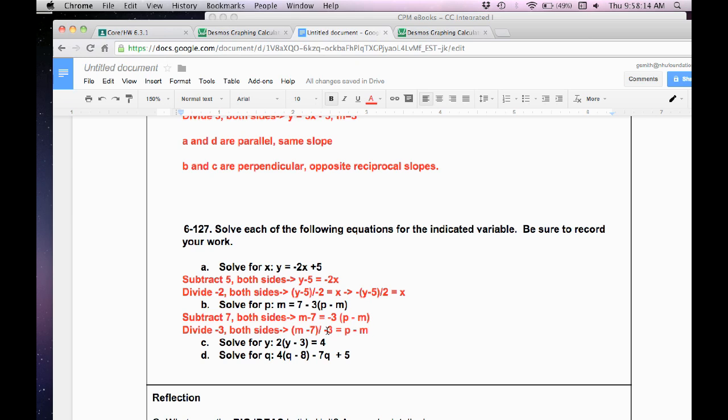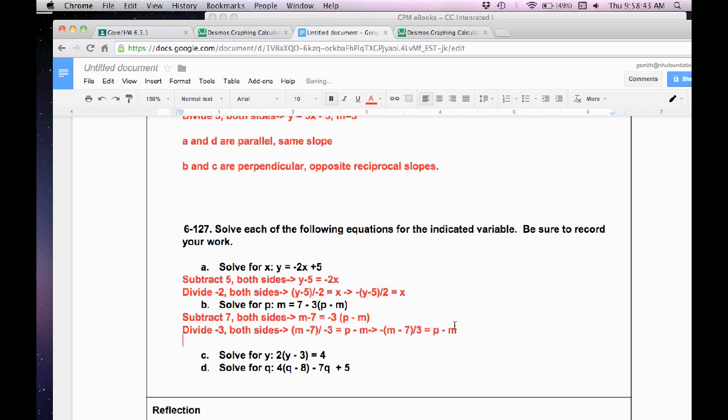And of course, this negative would probably rather be on the top of the fraction instead of the bottom of the fraction. So I'm going to rewrite that as negative parentheses m minus 7 over 3, totally crazy looking, equals p minus m. Alright, so this is our new equation. And then we're just going to add m to both sides. That's what we got to do because we're trying to get p alone, right? Okay, so add m to both sides. This is definitely the trickiest variable isolation we've ever done.